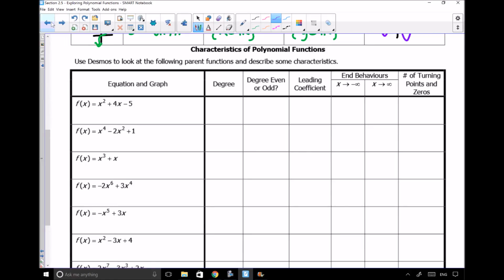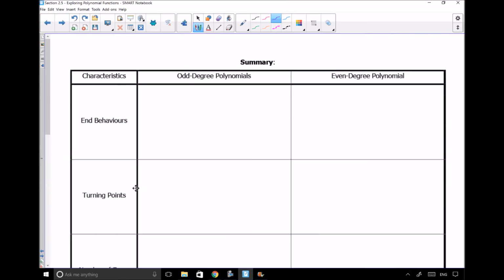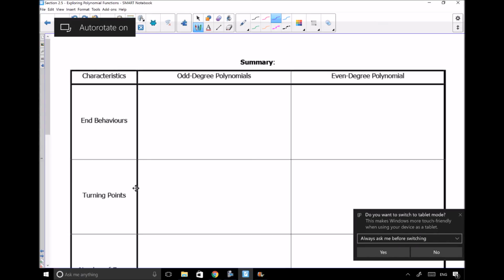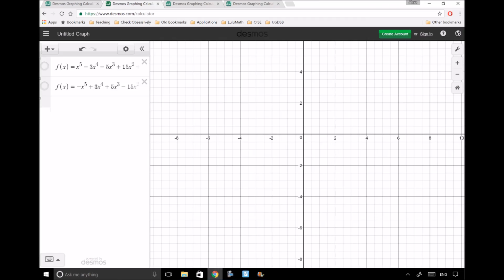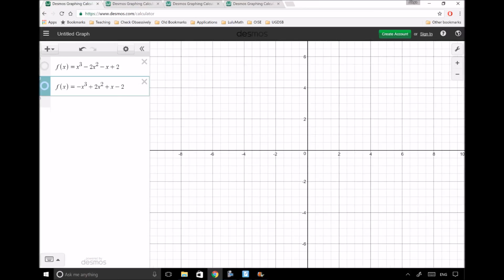We're just going to go into our summary that we have here. So on our summary for our end behaviors, I want to talk about the odd degree polynomials first here, okay? So if you take a look right here at our first example of odd degree functions, I just want to observe my end behaviors. So right here, as x goes to negative infinity, y goes to negative infinity. As x goes to positive infinity, y goes to positive infinity, okay?